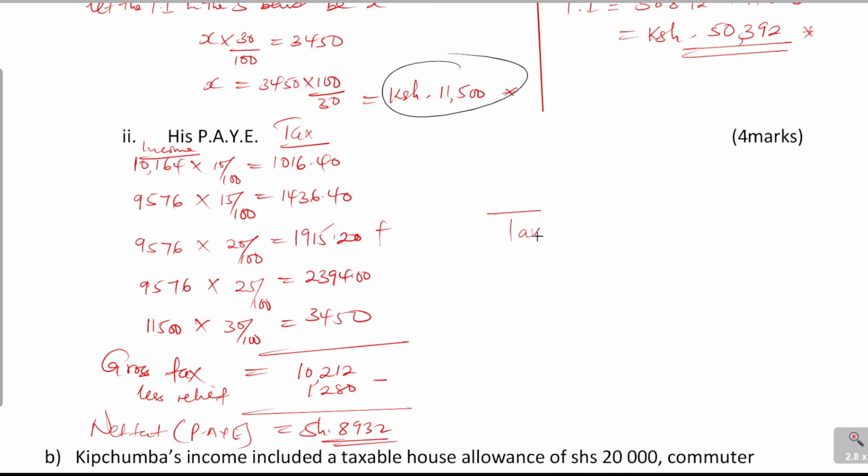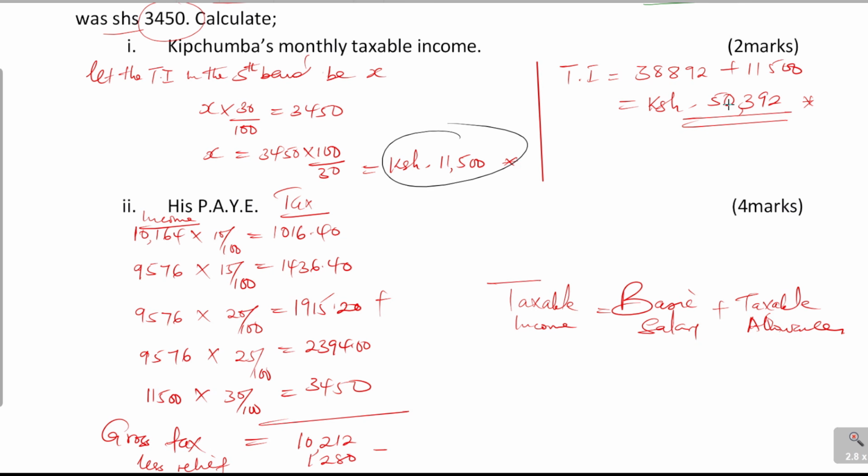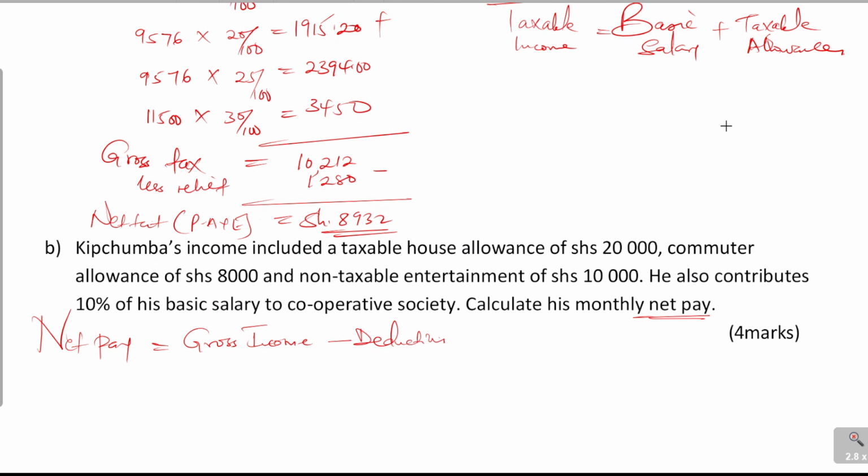So taxable income, you get it by getting the basic salary plus all the taxable allowances. So that includes, so 50,392, which is the taxable income, that one should include all the taxable allowances as given here.